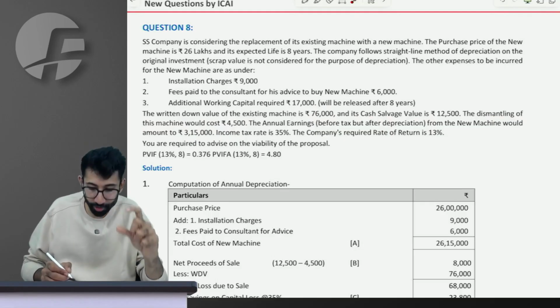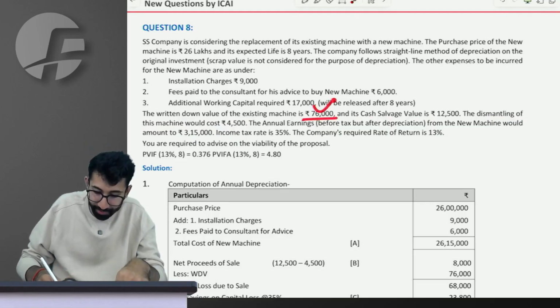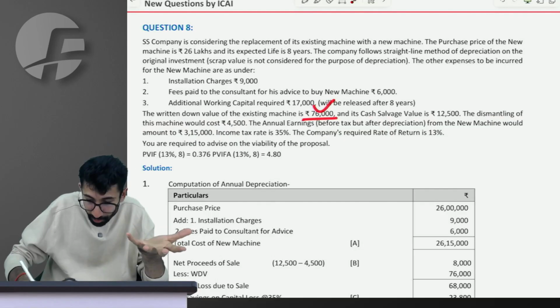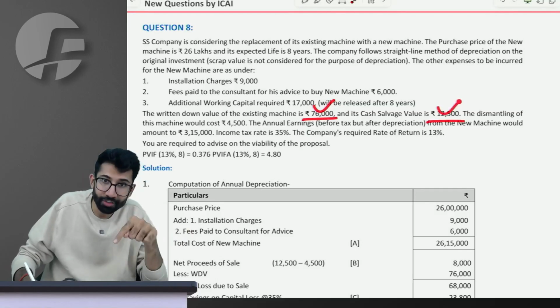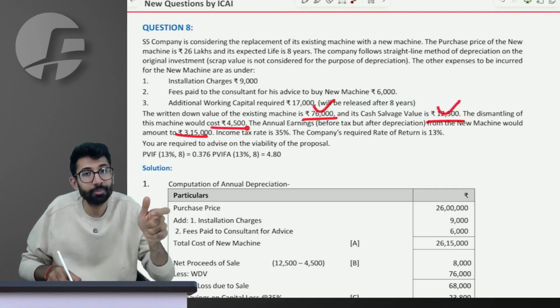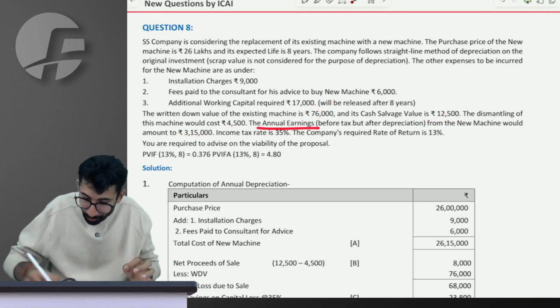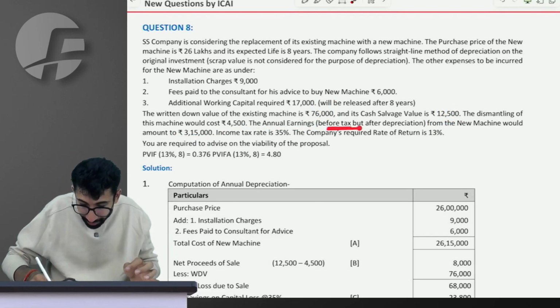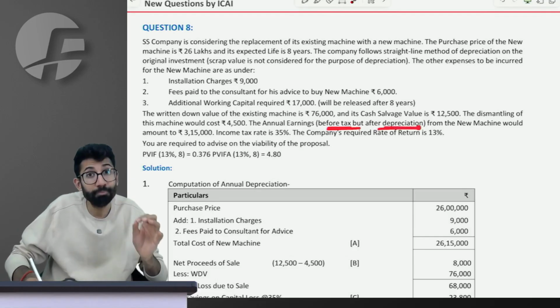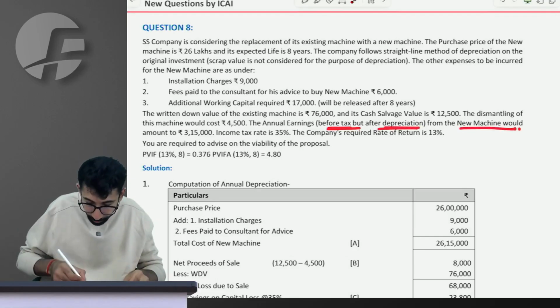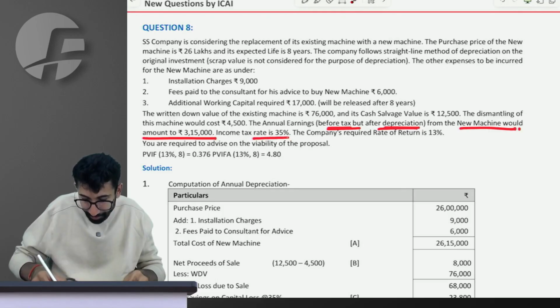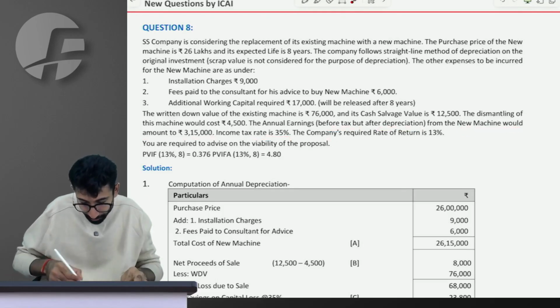So now the information of the old machine. 76,000 is the book value in my books. When you sell it, you receive 12,500, but you have to pay 4,500 for dismantling. So net you receive 8,000. The annual earnings before tax but after depreciation, PBT, of the new machine would be 315. Income tax rate 35%, required rate of return 30%.